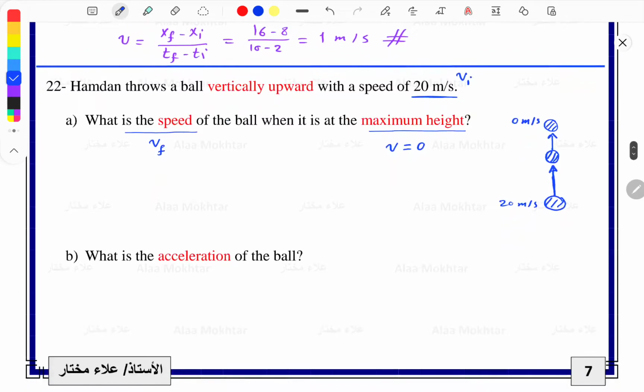Number B, what is the acceleration? Acceleration of the ball equal gravitational acceleration equal negative 9.81 meter per second square. Why is it negative? Because the acceleration is down, acceleration refers to down. Okay, gravitational acceleration is down.